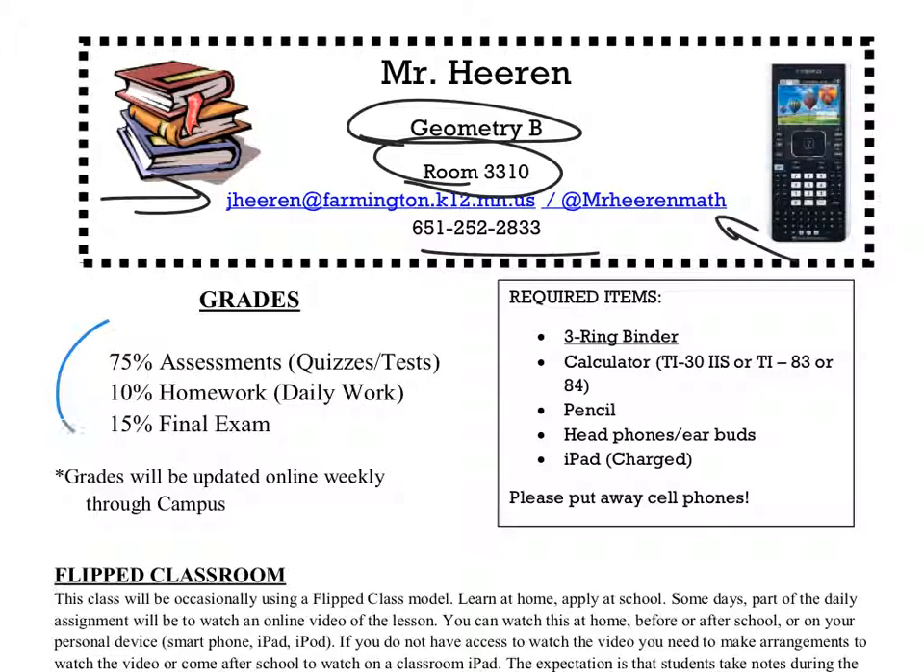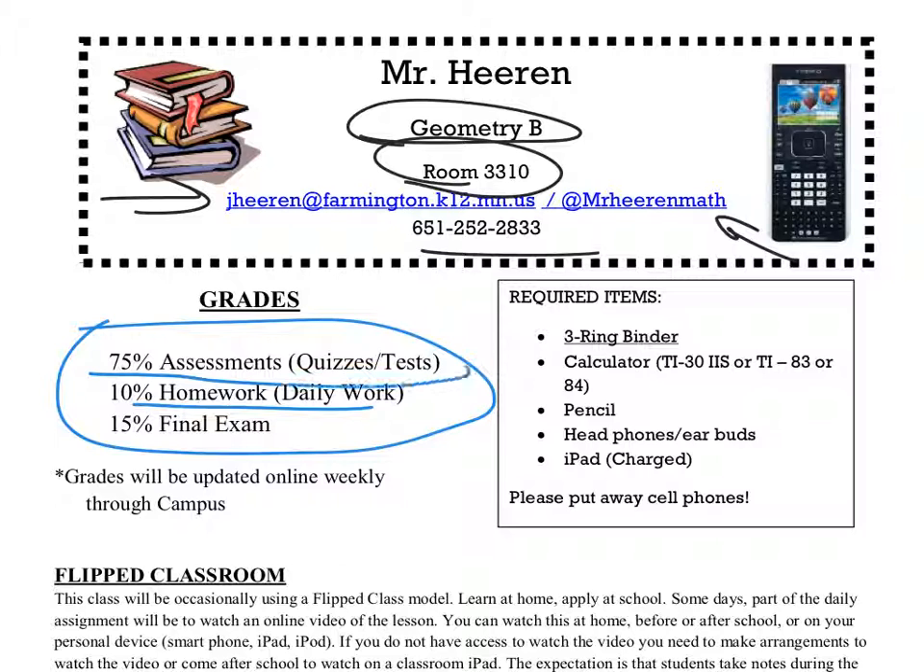All right. Grade breakdown. There it is. 75% from quizzes and tests, 10% from daily work, and 15% from your final exam. Now, the way that works is that you will have daily work, and then most of your grade will be made up on what you can do with that, and then 15% of your final exam.